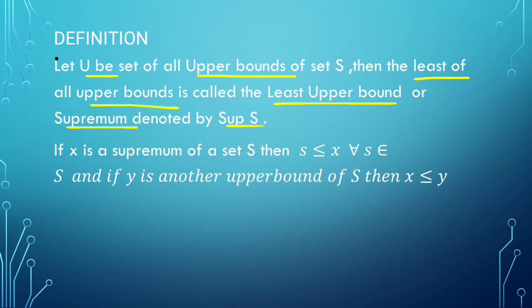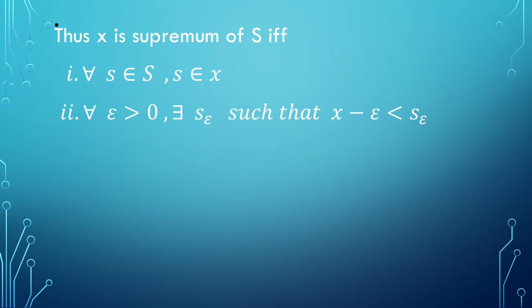Again, if x is a supremum of set S, then s is less than or equal to x for all s in S, and if y is another upper bound of S, then x is still less than or equal to y, because x is the least upper bound, the lowest of all, so it will still be the lowest.